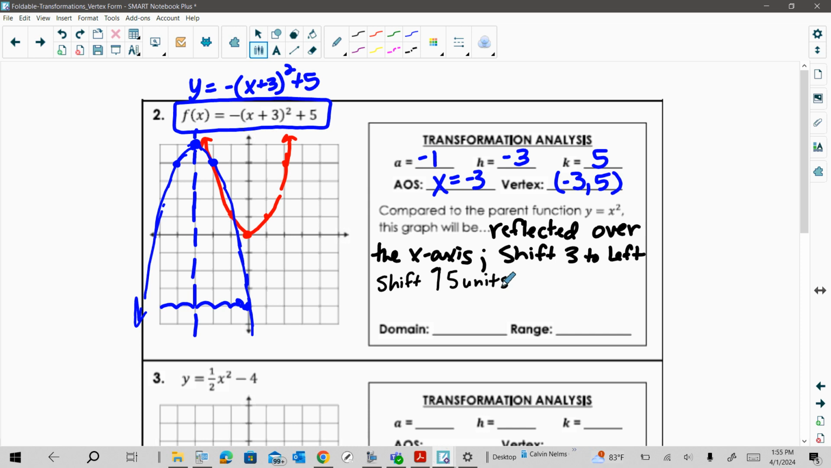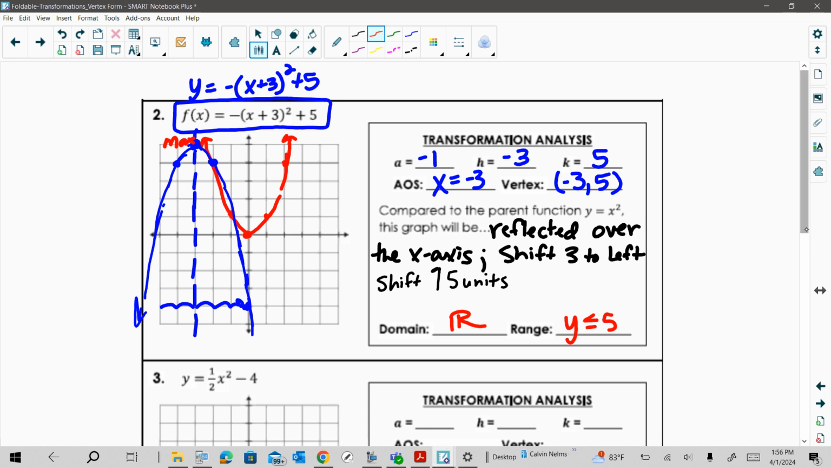So we're going to describe its comparison. Our domain will be all real numbers. And then the range is with our vertex. Now this vertex for our new graph is a max. And whenever it opens down, pointing down would be less than. So this is y is less than or equal to 5.